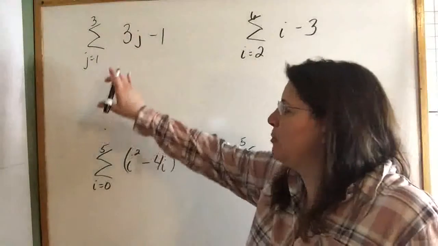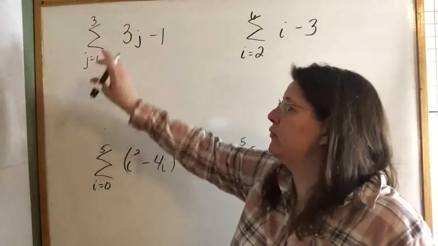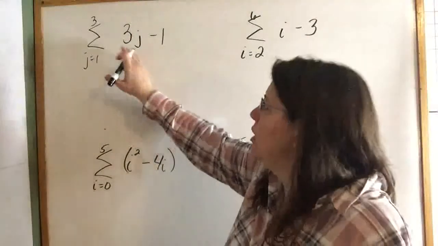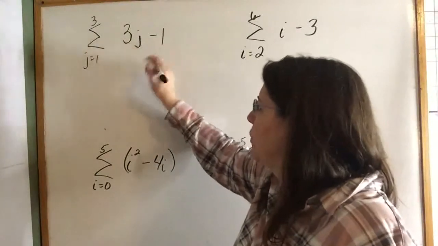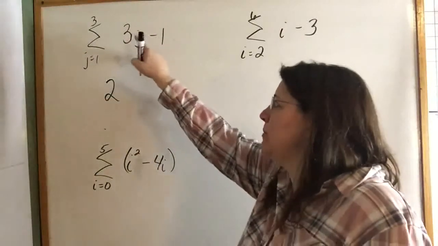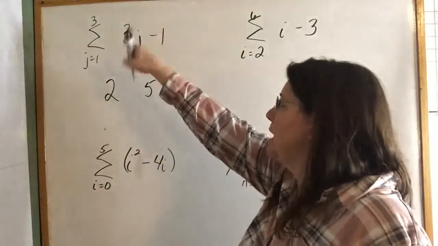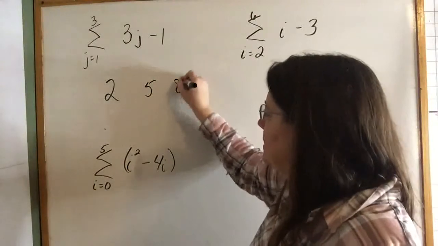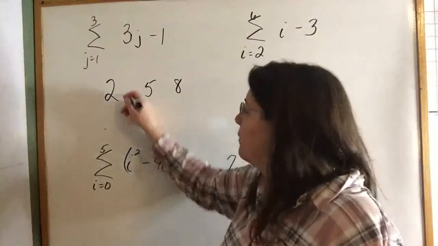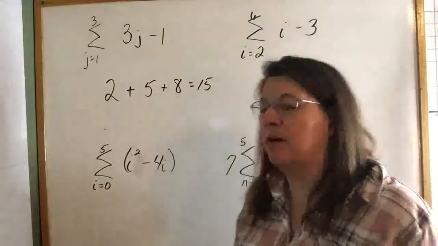So I know I have to plug in 1, 2, and 3, all the numbers from 1 to 3 that are integers. So if I plug in 1, 3 times 1 is 3, minus 1 is 2. Next number I'm plugging in is 2. 3 times 2 is 6, minus 1 is 5. 3 times 3 is 9, minus 1 is 8. I've plugged in the numbers from 1 to 3. I'm going to add those 3 numbers together to get my final answer of 15.